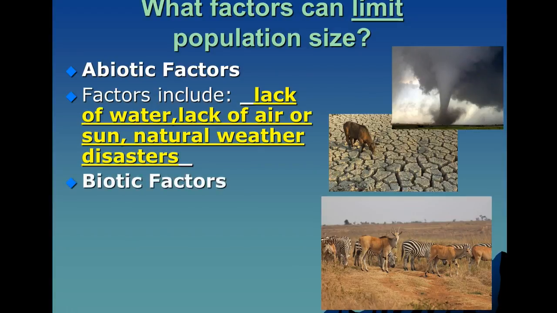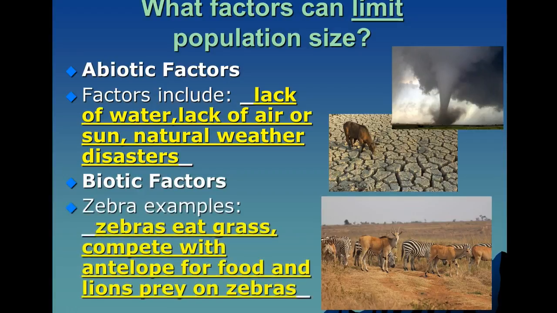Biotic factors can influence population size. Think of a zebra. Will zebra eat grass? If they're competing for that grass with antelope, that could influence the population size of the zebra. Also, lions prey on zebras. So if there's a lot of lions in the area, a lion is a living thing, so that could influence how many zebra will be in the area.